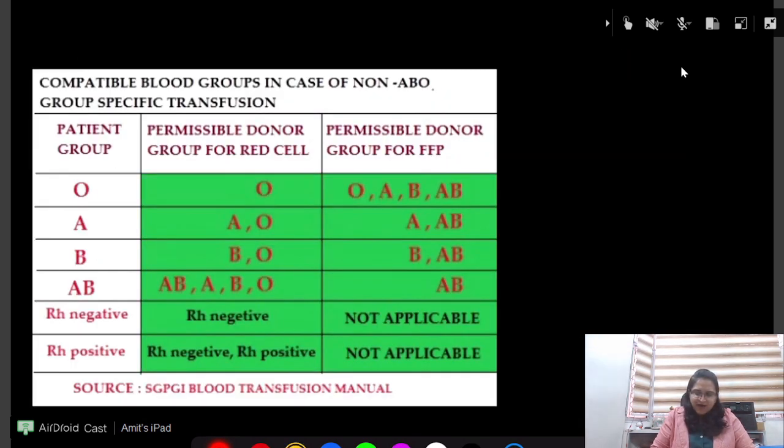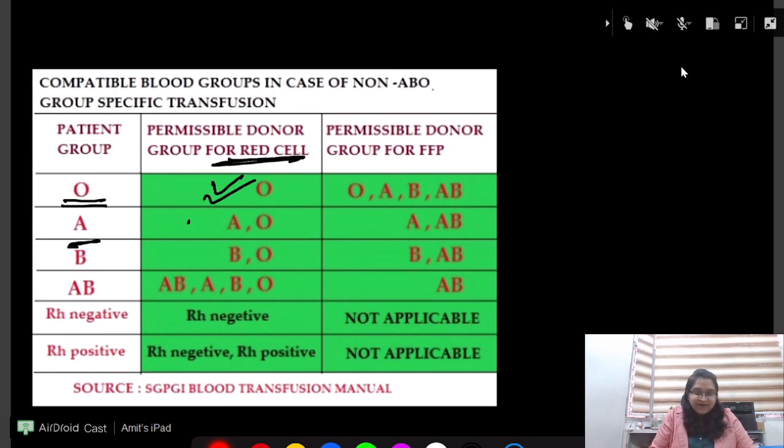Next, let us see how do you donate blood. So let us see, if the patient blood group is O, then what can be donor for the red cell? For the red cell, he can get it from O only.